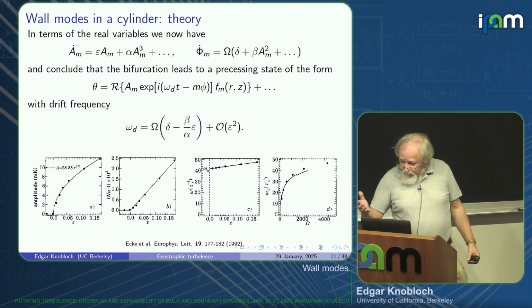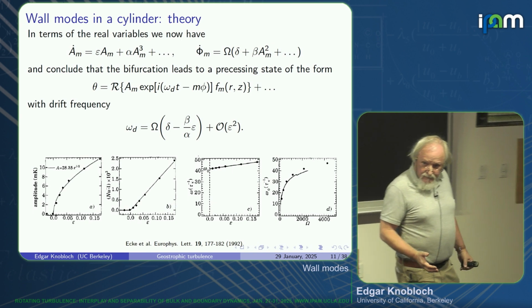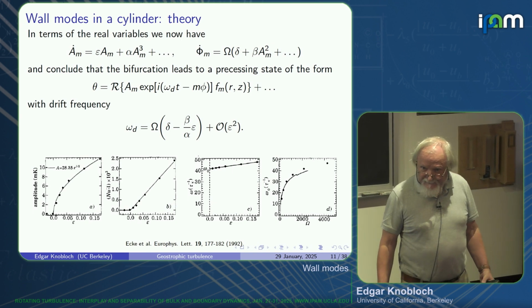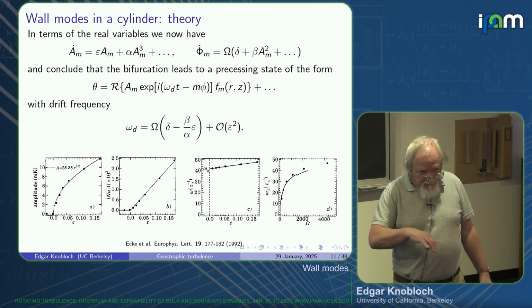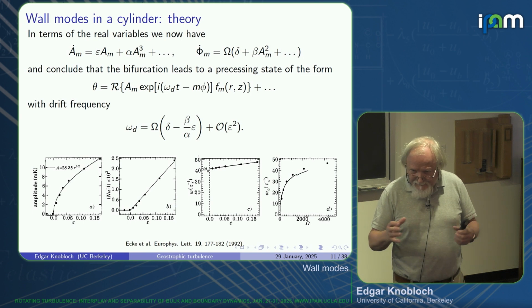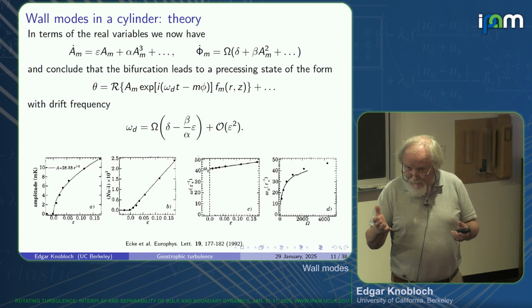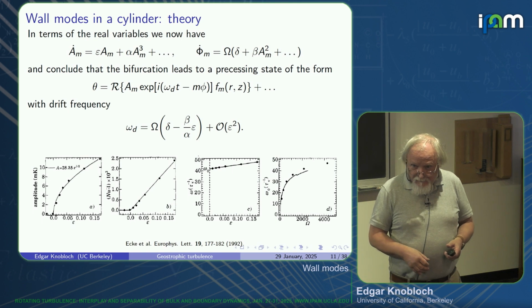And so I think this provides a mathematical reason why these patterns must precess. They must precess. The question is, do they precess clockwise, counterclockwise, all those kinds of things? And then you actually have to solve the linear problem to determine that.